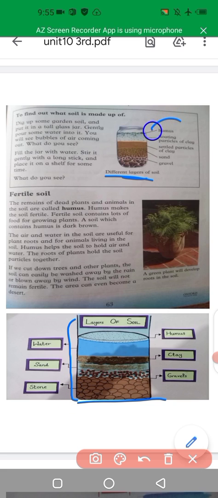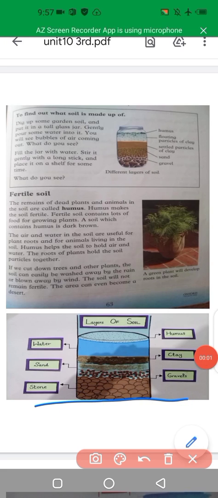First layer is known as humus. Then you will see that floating particles of clay. Then you will get settled particles of clay, then sand particles and gravels. So that was the simple experiment which shows that soil has different layers.